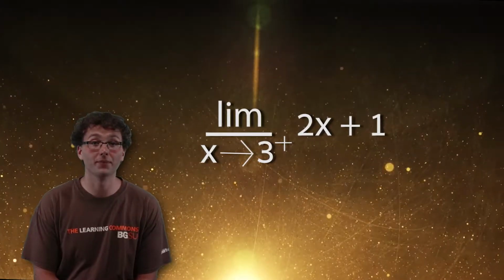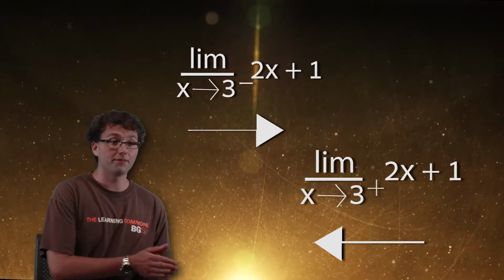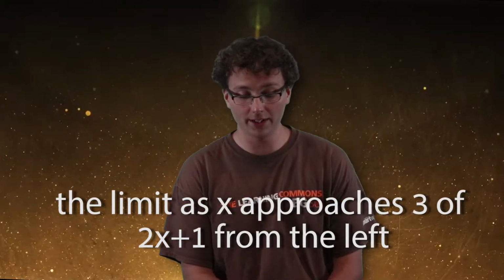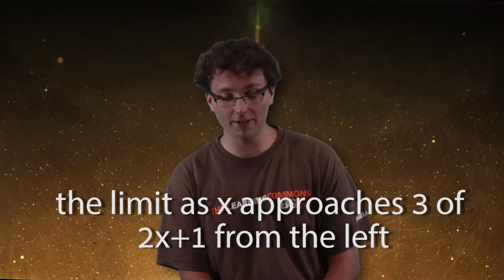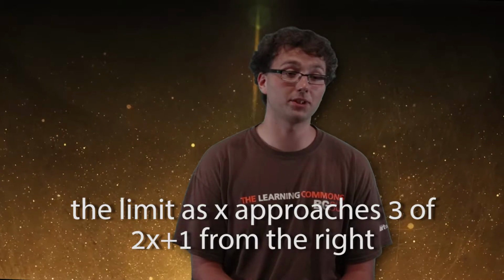Before we go, we should talk briefly about notation. This is read as the limit of x approaches 3 of 2x plus 1. Also, we have right-hand limits and left-hand limits. Left-hand limits are going from left to right, and right-hand limits are going from right to left. We'll talk more about these in the next video, but these would be read as the limit as x approaches 3 of 2x plus 1 from the left, and the other is read as the limit as x approaches 3 of 2x plus 1 from the right, which is the 3 to the power of the plus sign.